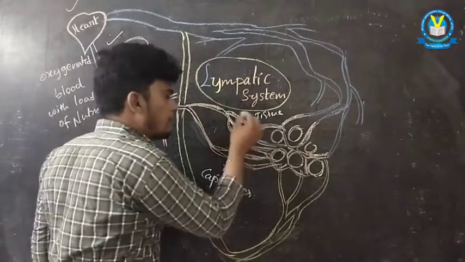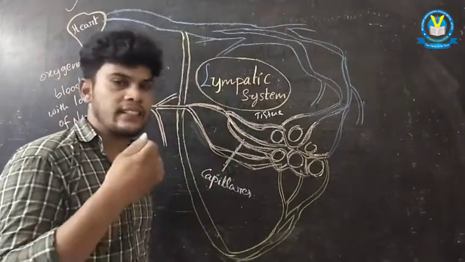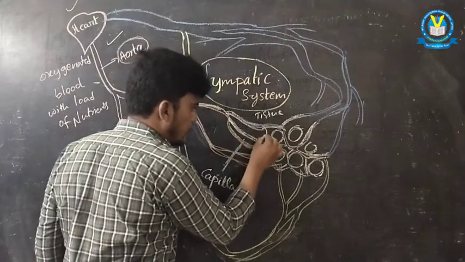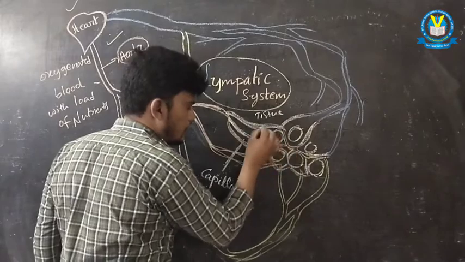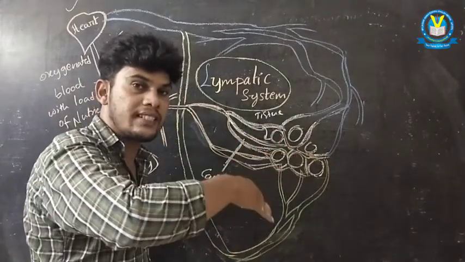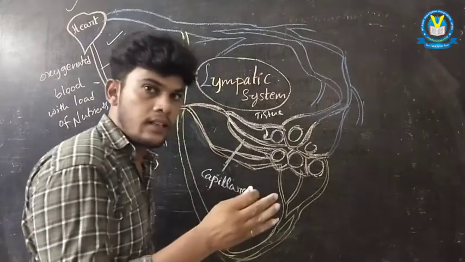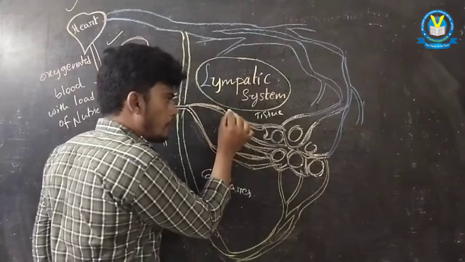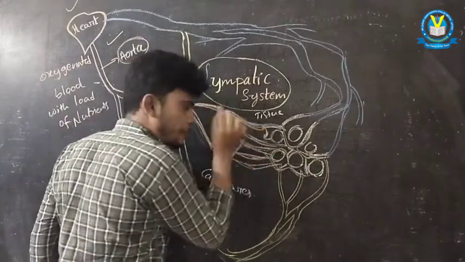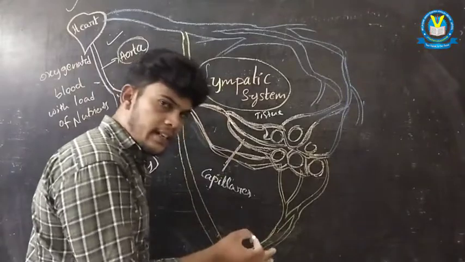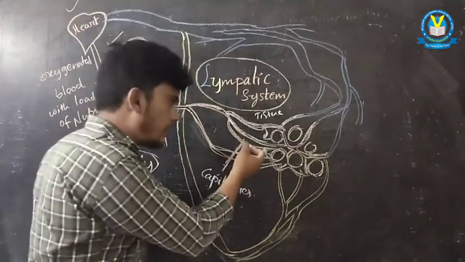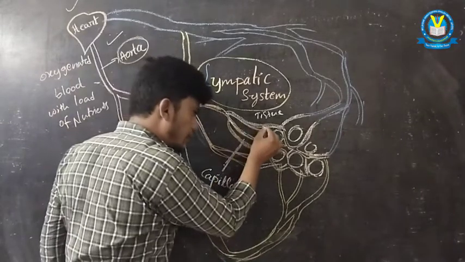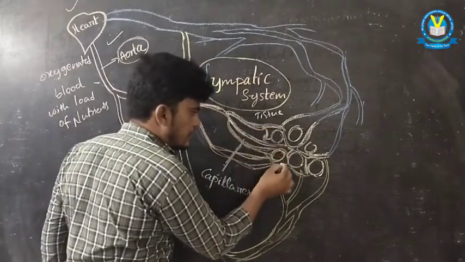Then from the blood, nutrients and oxygen are diffused into this tissue, meaning the space between the cells. Are you clear? When nutrients and oxygen combine with the blood and pass through these capillaries, that nutrients and oxygen are very much required by the cell to give energy to survive. So those nutrients are diffused into this cell space.